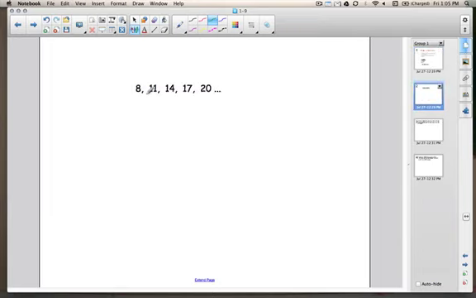So here we have what's known as a sequence because it is an ordered list of numbers. Notice we're going from the smallest number, 8, to the largest number, 20. And this is known as an arithmetic sequence, which is a specific type of sequence, because we're adding the same number to the previous number every single time.